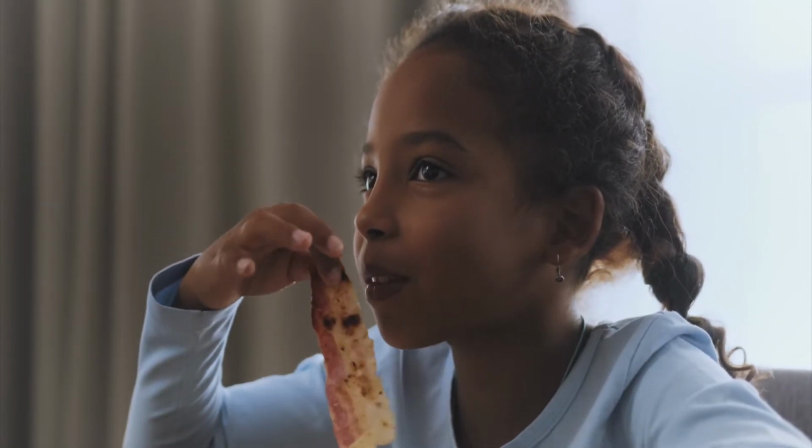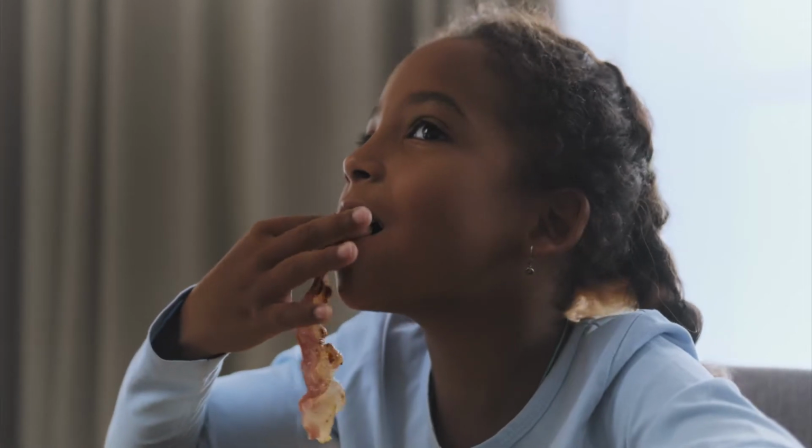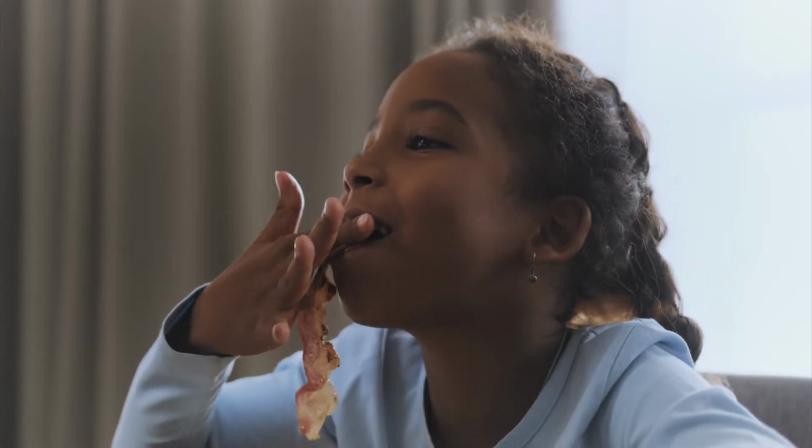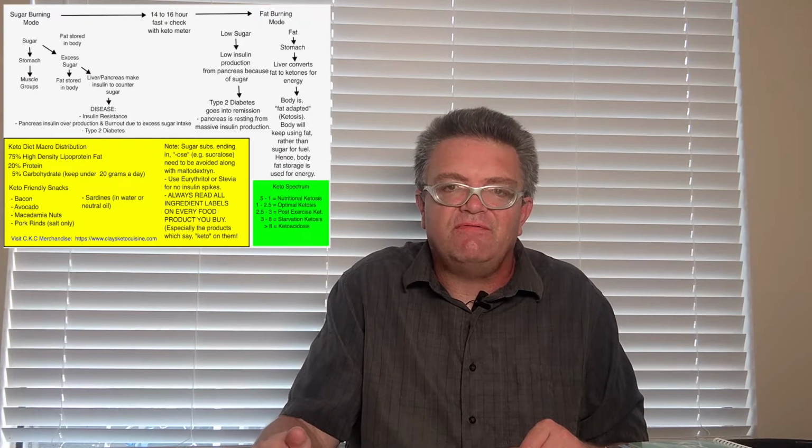So let's say I've switched over now. I've gone from sugar burning mode into fat burning mode. I've done my 14 to 16 hour fast, and now I'm in my fat burning mode. I'm doing the ketogenic diet. Now, I'm going to use a piece of bacon as an example, because bacon has a lot of high-density lipoproteins in it. So you're going to eat that piece of bacon. And let's just follow this chart through here on the far right side.